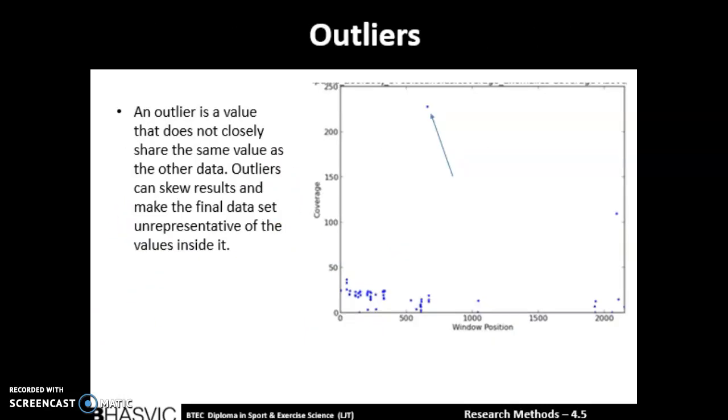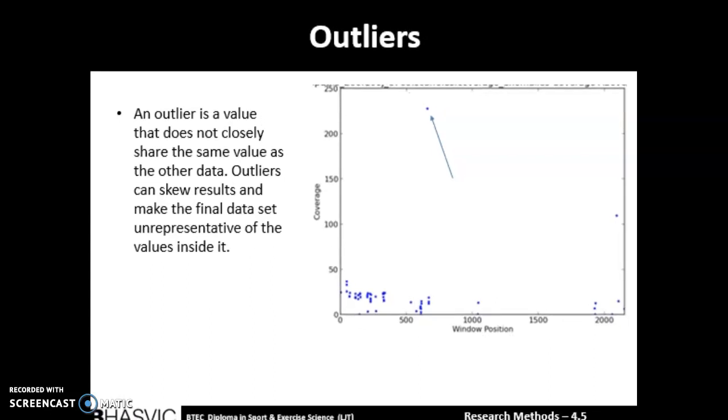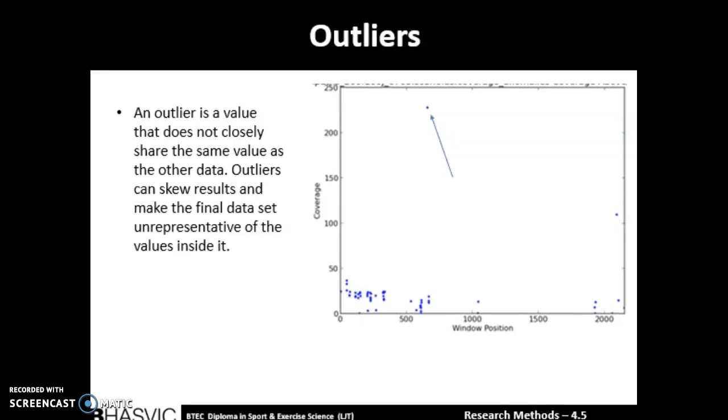Moving on to outliers. An outlier is a value that does not closely share the same value as the other data. Outliers can skew results and make the final data set unrepresentative of the values inside it. So outliers create distortions in data as they do not represent the other values in the data and therefore skew the results. Outliers and anomalies are values that have had external and internal factors affecting them, which were not the same as the other values, which means that the results come out differently.